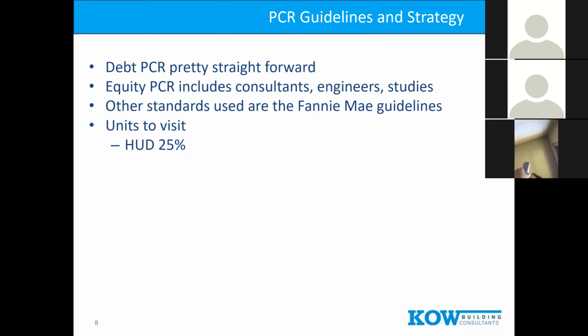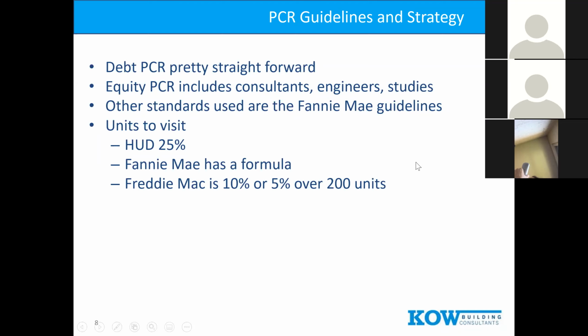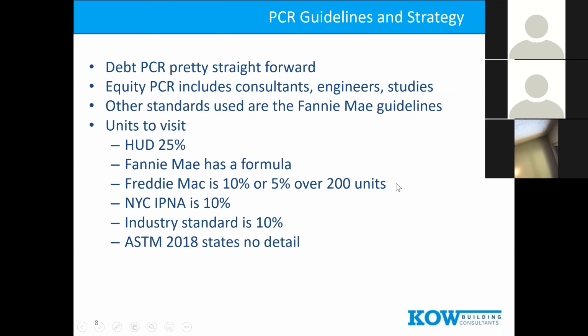Okay, well, how many units are visited in a PCR? That depends. If you're doing most HUD programs, you've got to get into 25%. If it's a Fannie Mae property condition report, they have a formula. Freddie Mac is 10%, or 5% over 200 units, although you need pre-approval. New York City, the integrated physical needs assessment, is 10%. Industry standard is 10%. What does the ASTM standard say? It doesn't say. The ASTM standard does not tell you how many units to get into. So when we bid on an ASTM 2018 property condition report, we assume you want us to go into 10%.